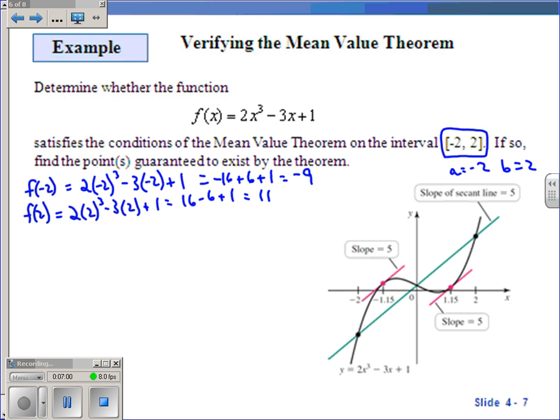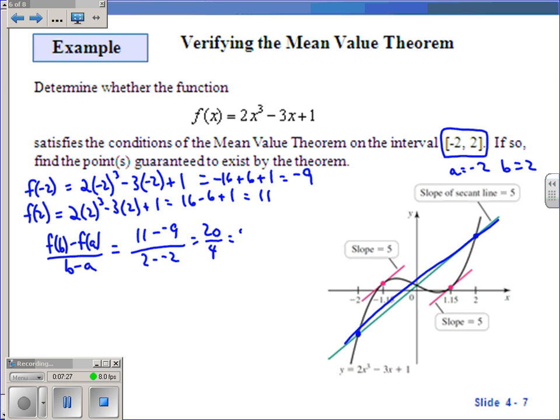So now the slope, f of b minus f of a over b minus a, the slope of the line segment passing through those two points, is what I need to find. That is 11 minus a negative 9 over 2 minus a negative 2. So I've got 20 over 4, which is 5. So the slope of the line connecting those two endpoints is 5.